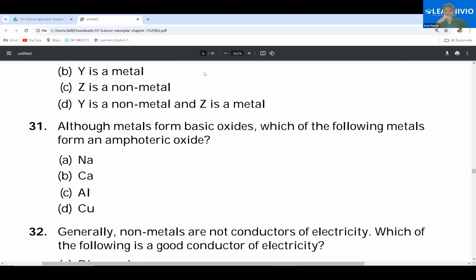Aluminium. Yes, aluminium forms amphoteric oxides. Aluminium, zinc, and lead are the three metals that form amphoteric oxides. Okay. Aluminium, zinc, and lead.